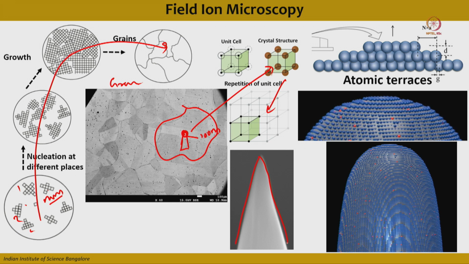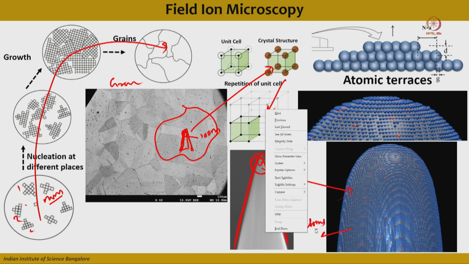We will come to the sample preparation later, but now consider this is a sharp needle which has a radius of curvature less than 100 nanometers, mostly around 50 nanometers. I am talking about radius, correct? This is a very sharp needle which is made from this particular grain. If you go further on that particular tip, you can see that this tip consists of these blue spheres, correct? And these blue spheres are nothing but atoms which are arranged in a periodic fashion, correct?